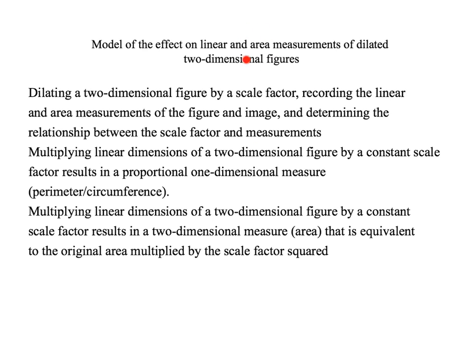So let's deal with the linear part first. If we multiply a linear dimension of a two-dimensional figure by a constant scale factor, it'll result in a proportional one-dimensional measure. We can do that also for the perimeter and the circumference. Multiplying the linear dimensions of a two-dimensional figure by a constant scale factor results in a two-dimensional measure, which is the area, that is equivalent to the original area multiplied by the scale factor squared.